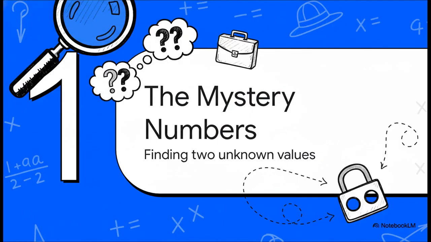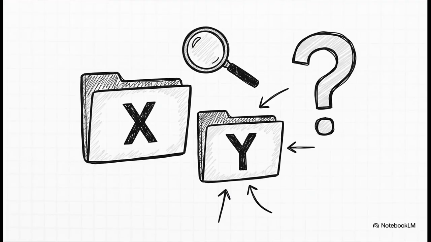Okay, let's put on our detective hats for this one. We're on the case, and our mission is to find two unknown values. So, what's our first move? We need to identify these two secret numbers. To make things easy, let's just call them X and Y. They're just labels for now, kind of like code names while we gather our clues.